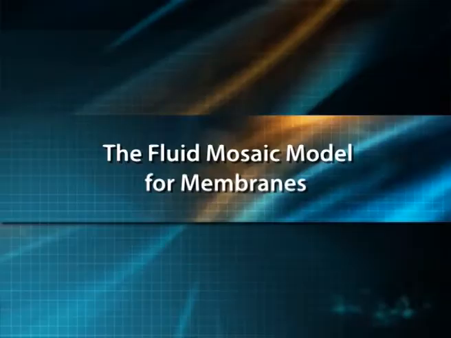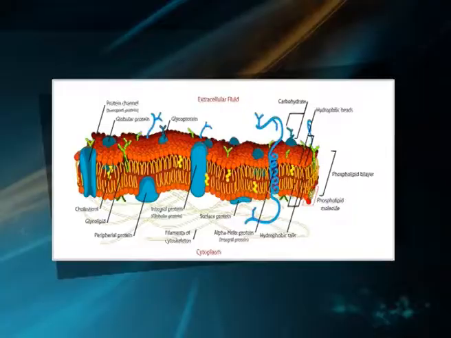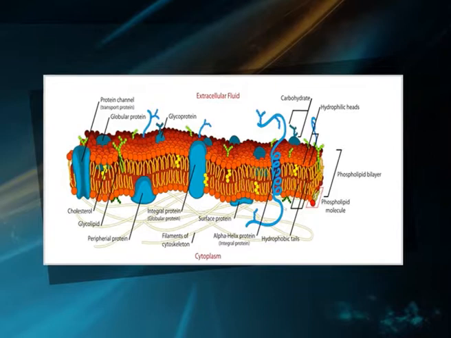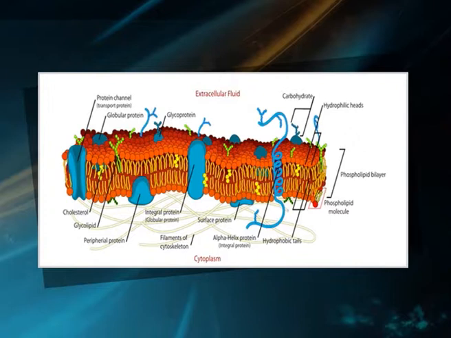The fluid mosaic model for membranes. The fluid mosaic model of membrane structure was proposed by Singer and Nicolson in 1972. According to this model, which replaced the earlier model of Davson and Danielli, biological membranes can be considered as a two-dimensional liquid in which lipid and protein molecules diffuse more or less easily.